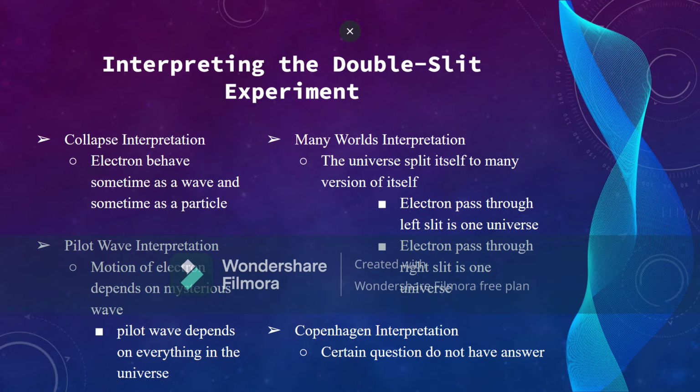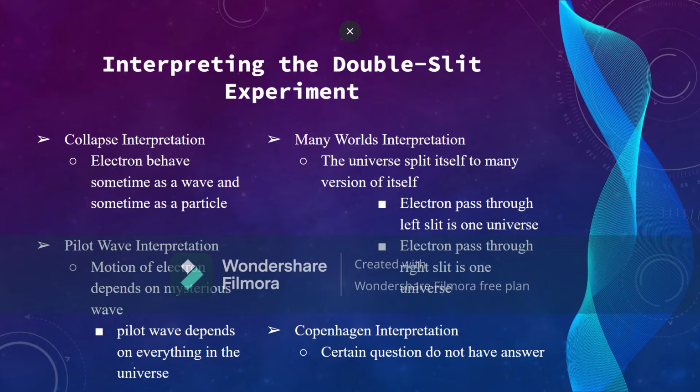The third interpretation is the many-worlds interpretation. The universe splits itself into many versions of itself. The electron passing through the left slit is one universe, and the electron passing through the right slit is another universe.